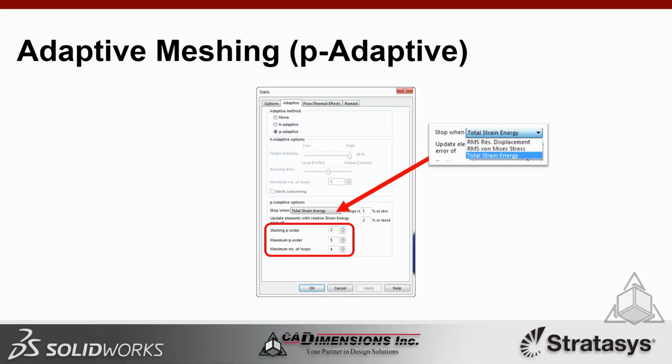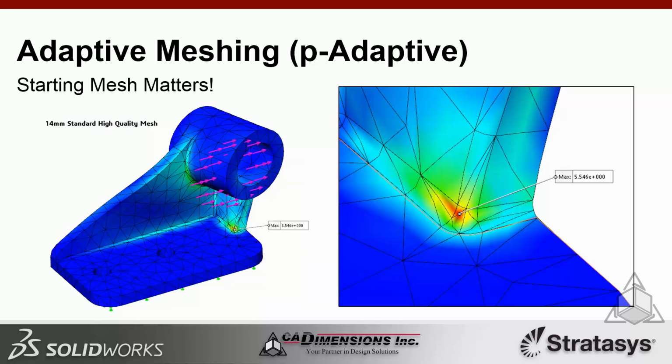If we take a look at the result plots from a p-adaptive study, we can see the max stress in it is about the same place and about the same value as an h-adaptive study. It's about 554 MPa. Since the mesh is so large, the elements can get fairly distorted. We'll come back to that later.